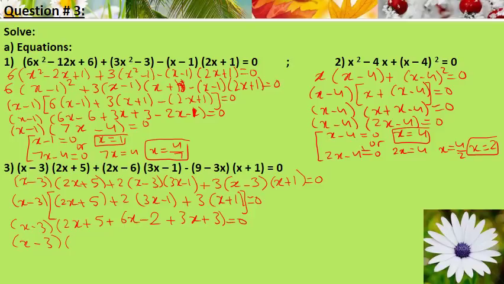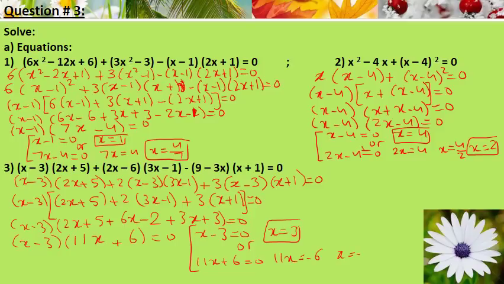Now 2x plus 6x is 8x, plus 3x is 11x, plus 5 minus 2 plus 3, plus 6. How many solutions do we have? The first one, x minus 3 equals 0, x equals 3. This is the first solution. The second solution, 11x plus 6 equals 0, then 11x is equal to minus 6. Then x is equal to minus 6 over 11. This is the second solution. Okay.